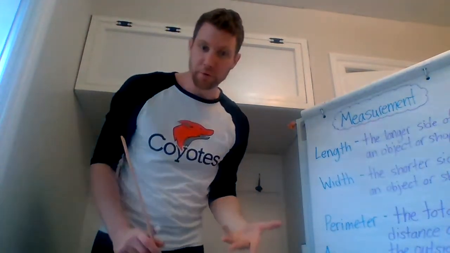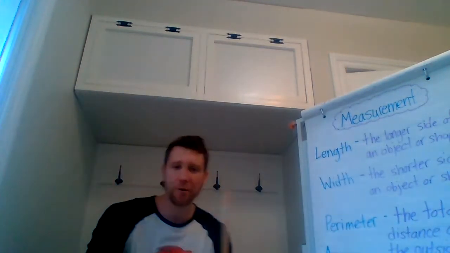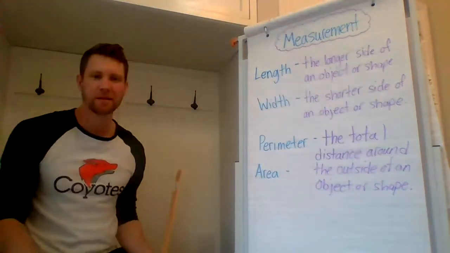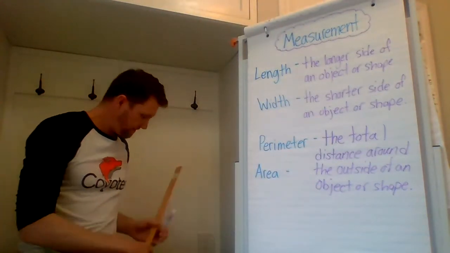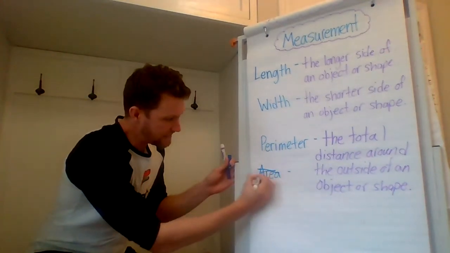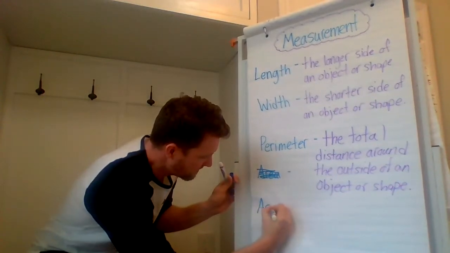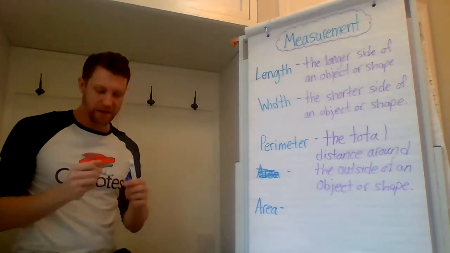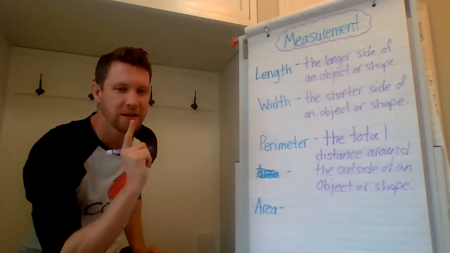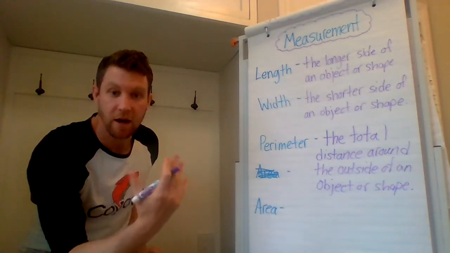So if that's what perimeter means, I wonder what area could mean. What could area mean? If the perimeter is the outside, what could the area be? And I'm going to have to move this down a little bit because I took too much space. Area. What could area be? Well, I know you guys are really clever. So I imagine you were thinking area is probably the inside of an object or shape.